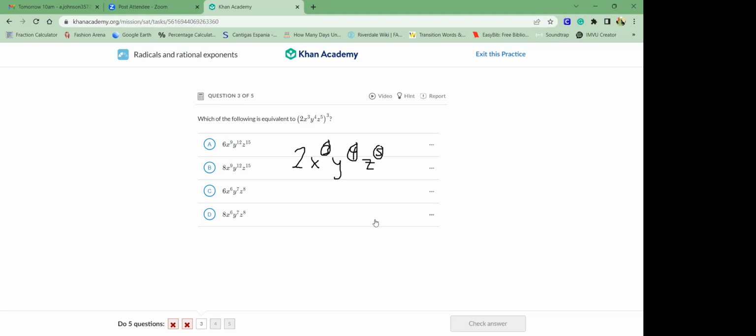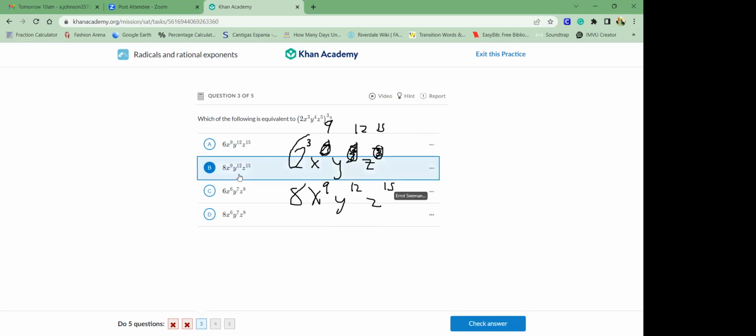So it's 2 to the 3. What's 3 times 3? 9. So this will be x to the 9. What's y? What's 4 times 3? 12. And then what's the z? What's this one? 15. There you go. And what's 2 times 2 times 2? 8. There you go. So 8, x 9, y 12, z 15. We have that one? There you go.